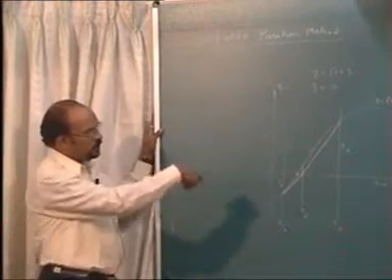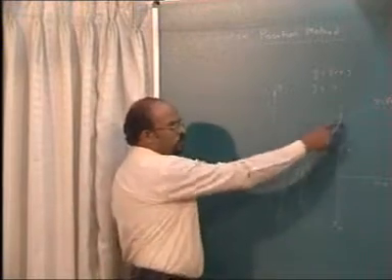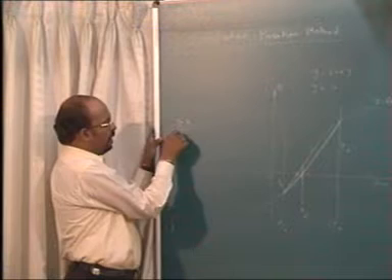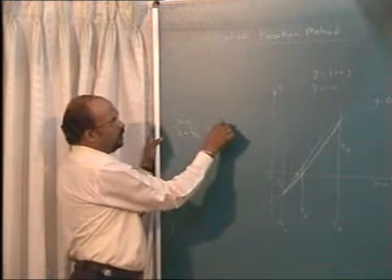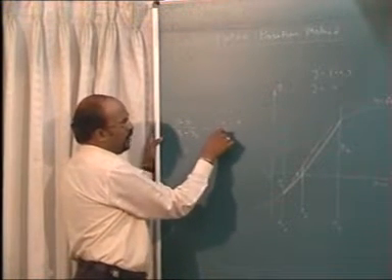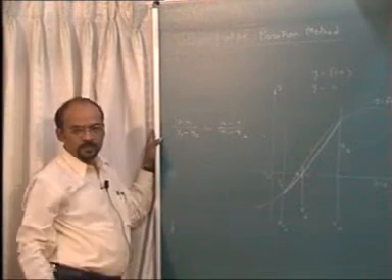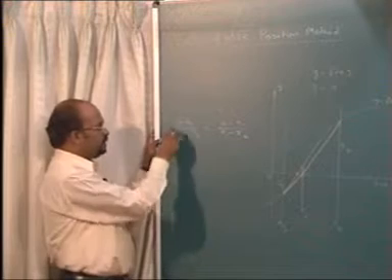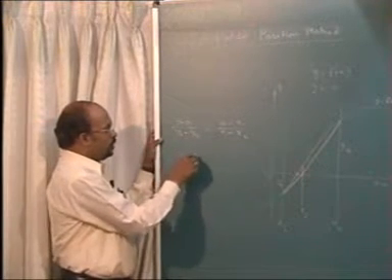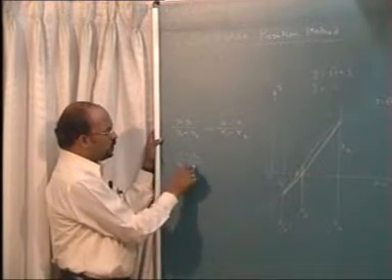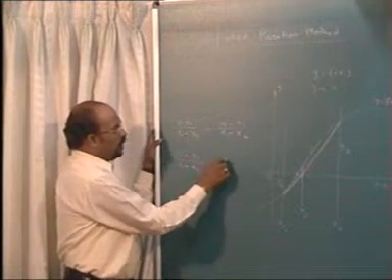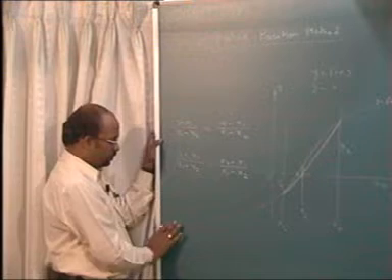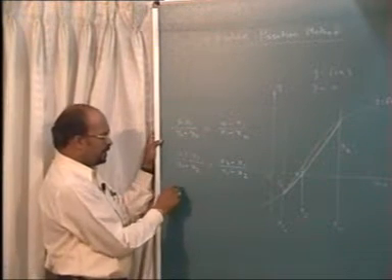Now what is the equation of this line joining x1, y1 and x2, y2? It will be y minus y1 upon y1 minus y2 equal to x minus x1 upon x1 minus x2. Intersection of this line with the x-axis means put y equal to 0. So 0 minus y1 upon y1 minus y2 equal to x3 minus x1 upon x1 minus x2. We are required to determine x3 from this.